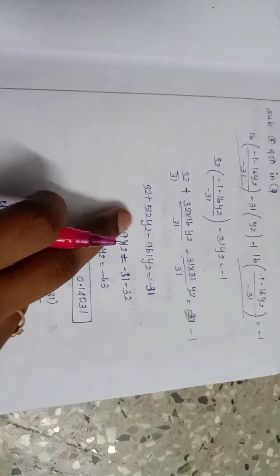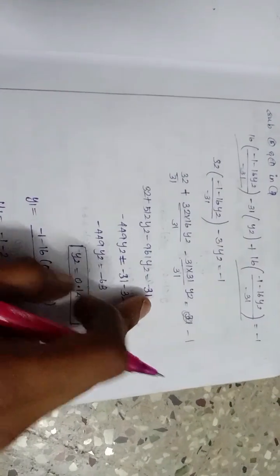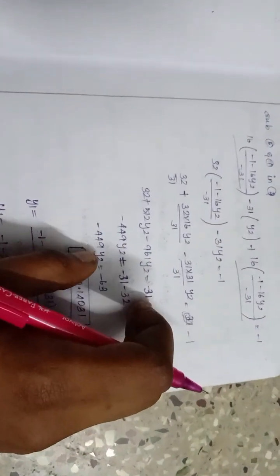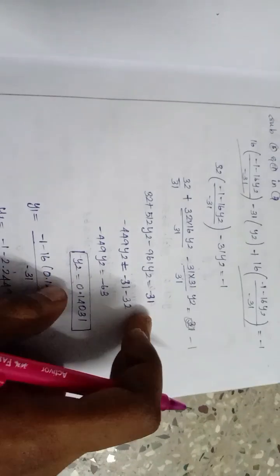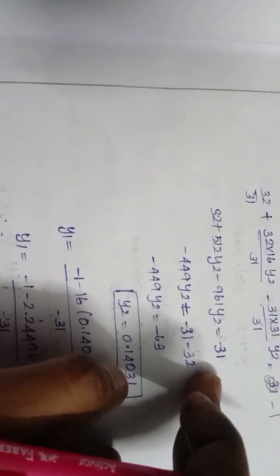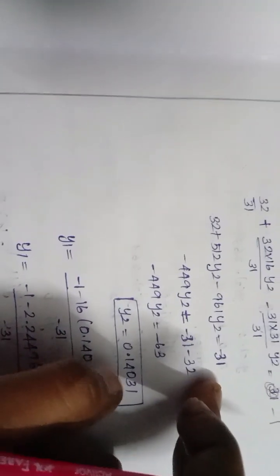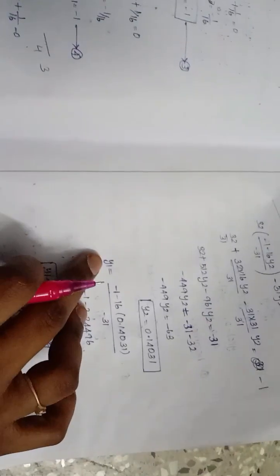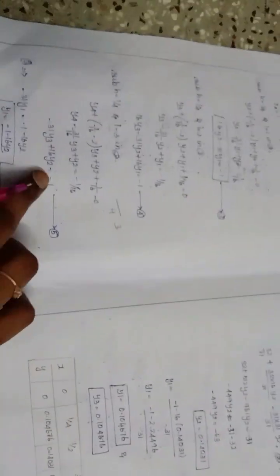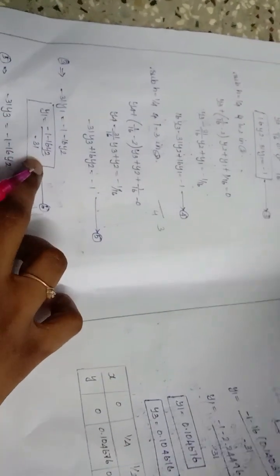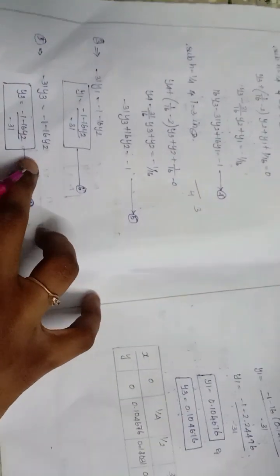If we simplify this, we get minus 449 y2 equals minus 63, so the y2 value is minus 63 divided by minus 449, which equals 0.14031. If we substitute the value of y2 in the sixth equation, we get the y1 value. Substituting the value of y2 in the seventh equation, we get the y3 value.